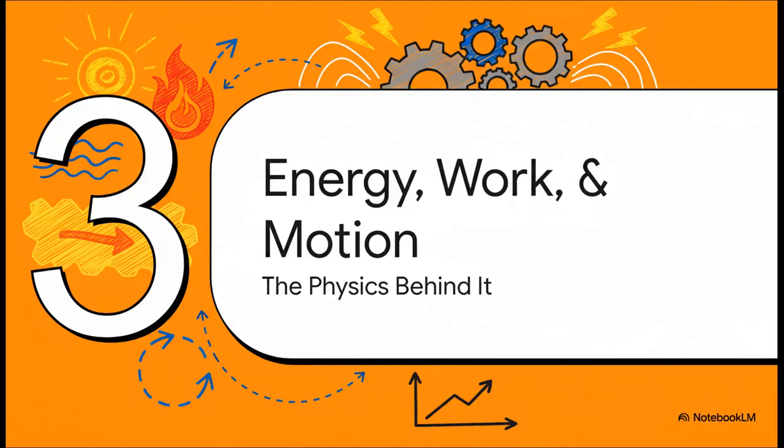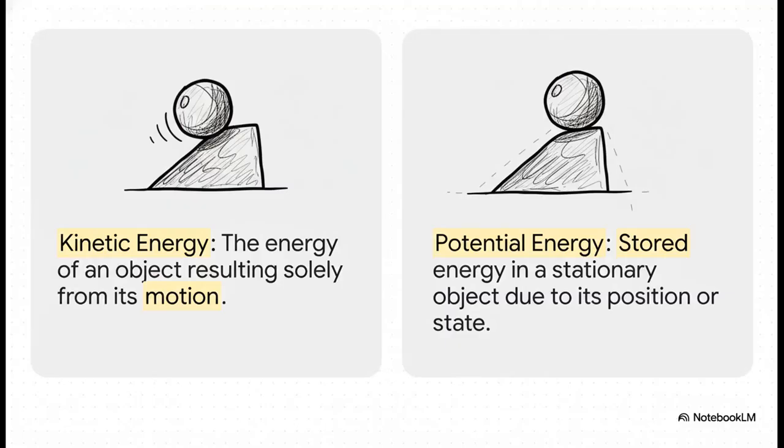Okay, so we've got temperature and the 3 ways heat moves. Now let's zoom out and see how these ideas fit into the bigger picture of energy and motion. This is where it all ties together. In physics, energy usually shows up in 2 main flavors. First, you've got kinetic energy. Super simple. If something is moving, it has kinetic energy. That's it. Then you have potential energy.